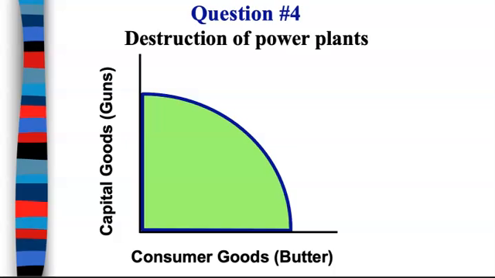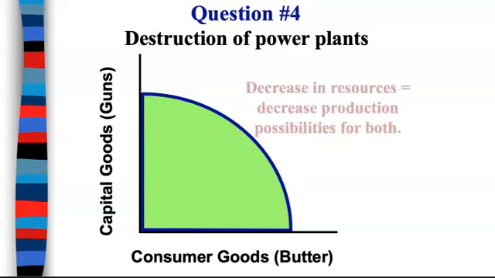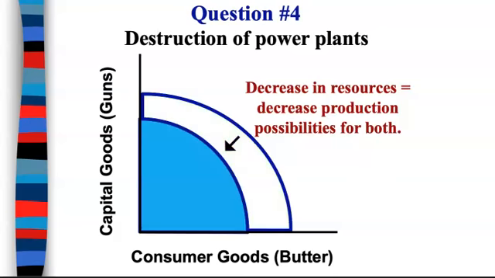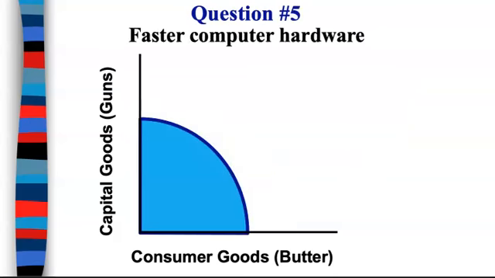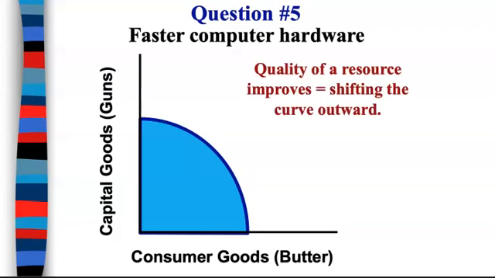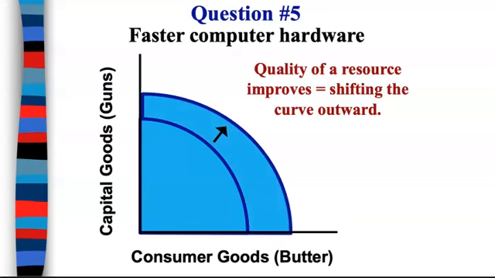Well, let's do consumer and capital goods. What if you had destruction of power plants? Well, you're not going to be able to make as much of anything. And so we're going to see a decrease in resources, and so we see a decrease in the production possibilities for both. Notice the arrow shifting inward and the new line right over here. Number 5, faster computer hardware. Well, the quality of resources is going to improve, and this shifts the entire curve outward, like so.